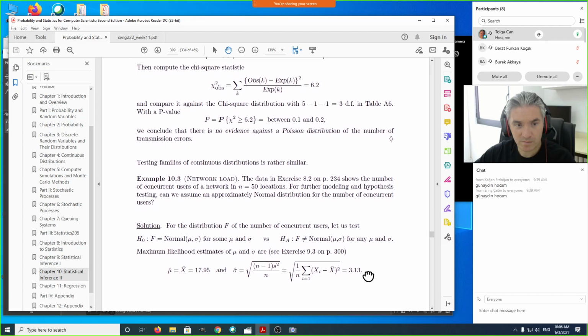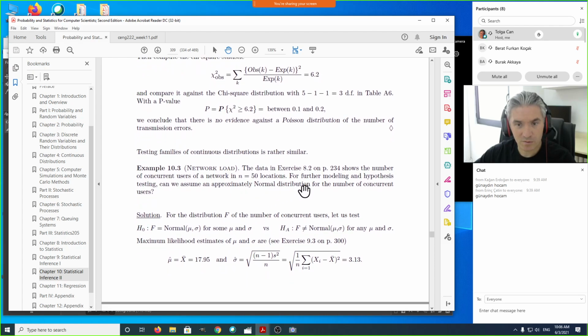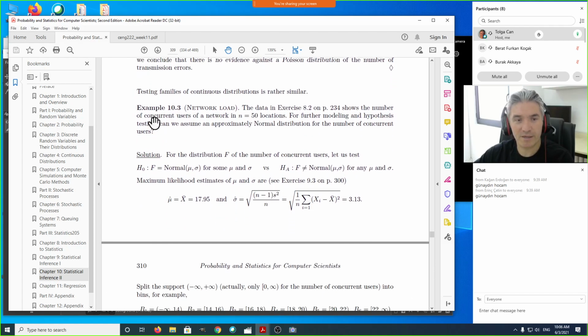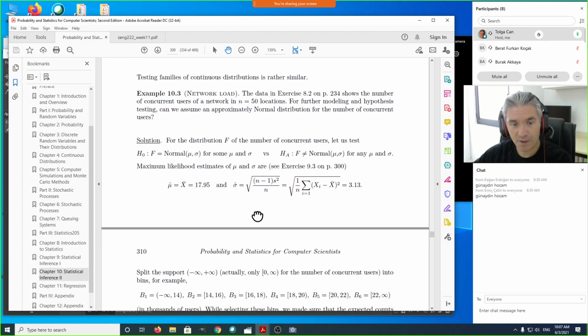I think this is that one. So this is another example: can we assume the network load is coming from a normal distribution or not? Here we have an example in which we have to estimate two parameters, both mu and standard deviation. This is referring to an exercise in chapter 8.2. We first find the sample mean and sample standard deviation, which are used as the maximum likelihood estimates of mean and standard deviation. So two parameters are estimated.